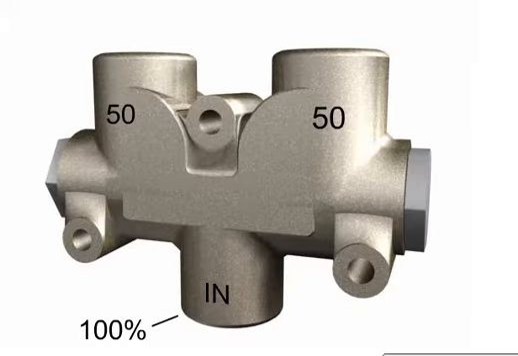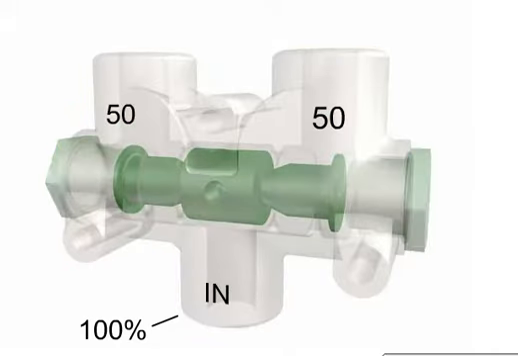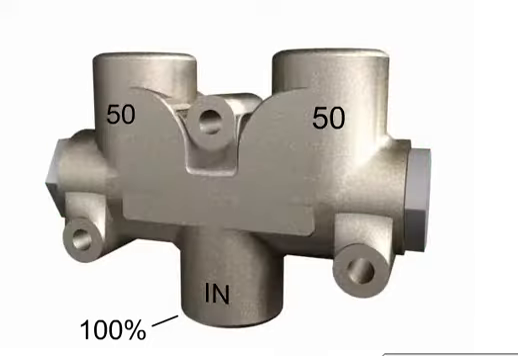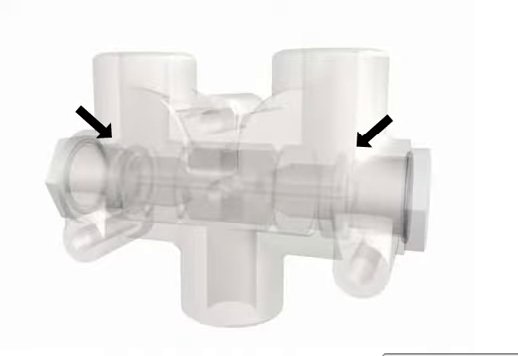This is a spool-type proportional flow divider. These flow dividers consist of a housing, a spool, and two end caps. The housing has 3 ports, 1 inlet port, and 2 outlet ports. A narrow passage connects the center cavity and each of the outlet ports.